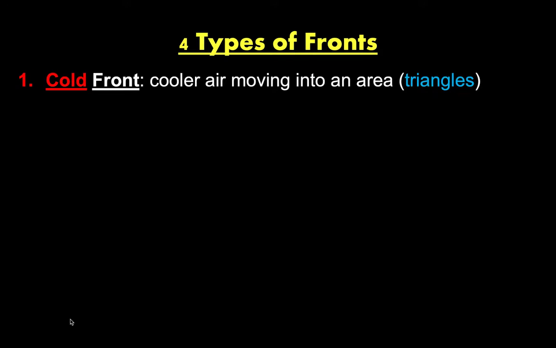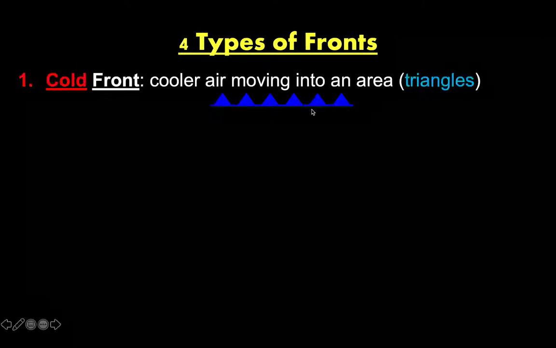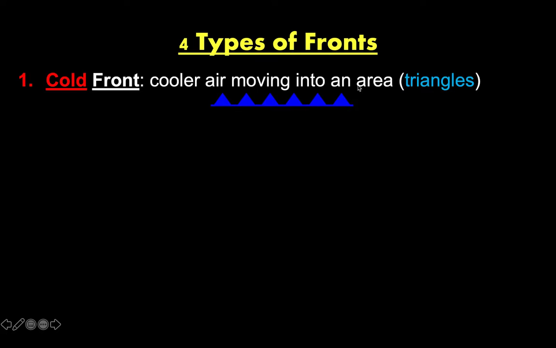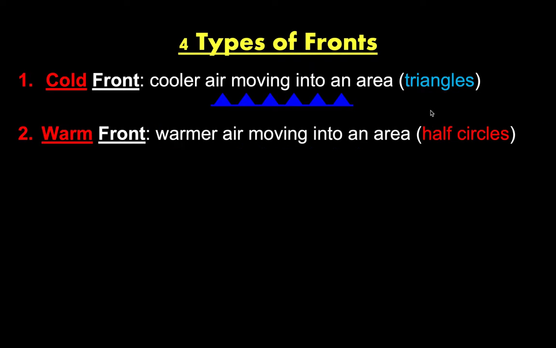So a cold front is when cold air moves into an area, and we denote that with blue triangles. Based on the convention, the front, if it were truly happening on this slideshow presentation, would be trying to move towards the top of your screen. A warm front is when warm air moves into an area, and it's going to be exactly opposite for its symbol. It's going to be red, and it's going to be half circles.